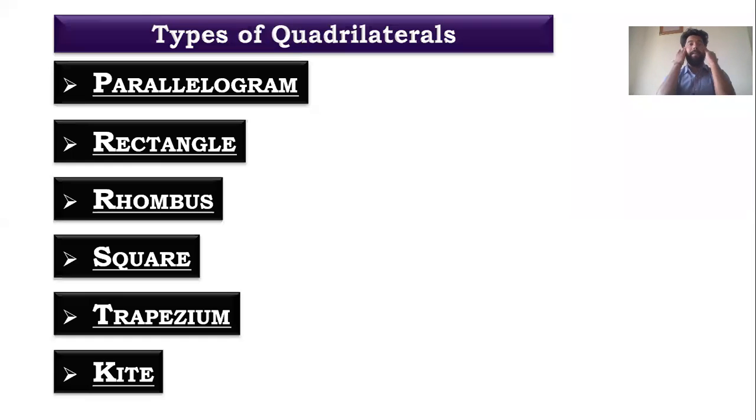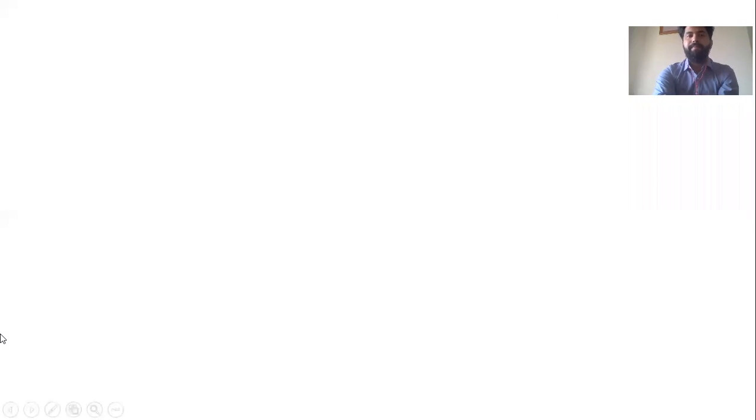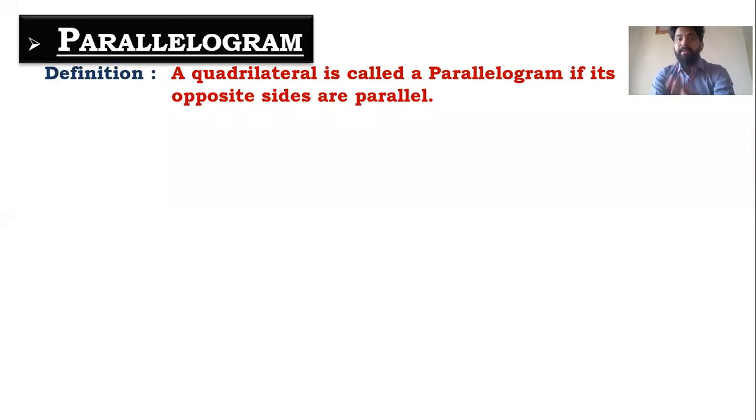The most important type of quadrilateral that everyone has to know about is a parallelogram. Okay? So let us start with parallelogram. So the definition of a parallelogram: a quadrilateral is called a parallelogram if its opposite sides are parallel. This parallel word gave us the word parallelogram. So what does that mean?